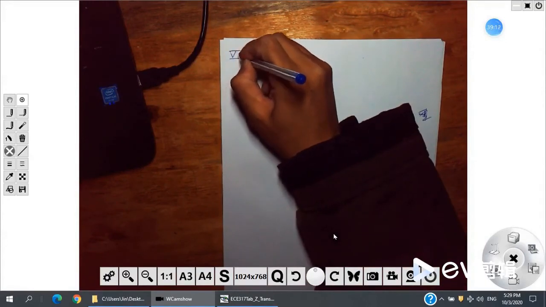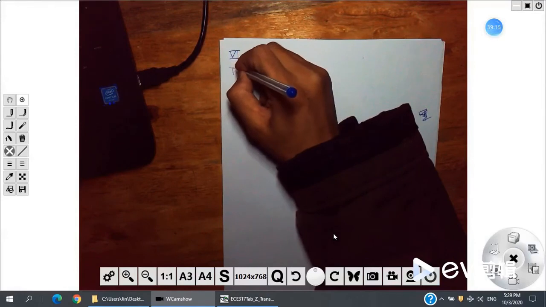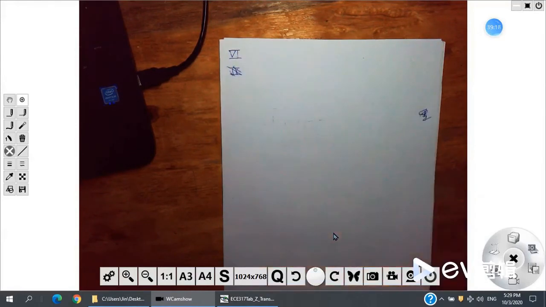This is 4 or 6? I think this is 4. That one is 6, right? That one is 6. Anyway, the 4.